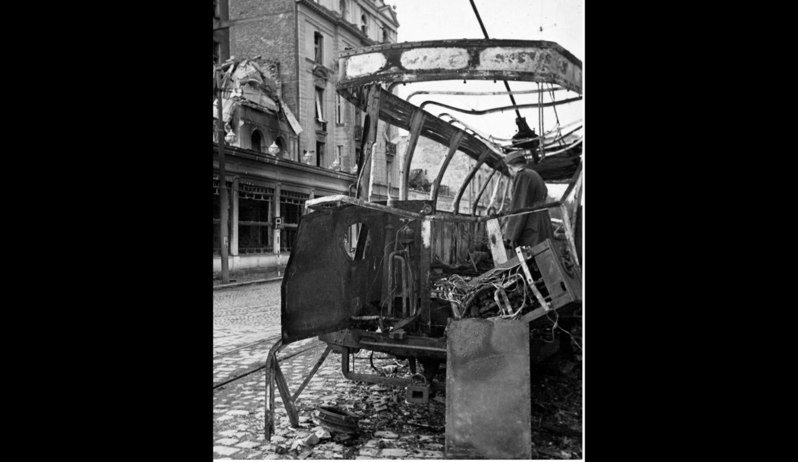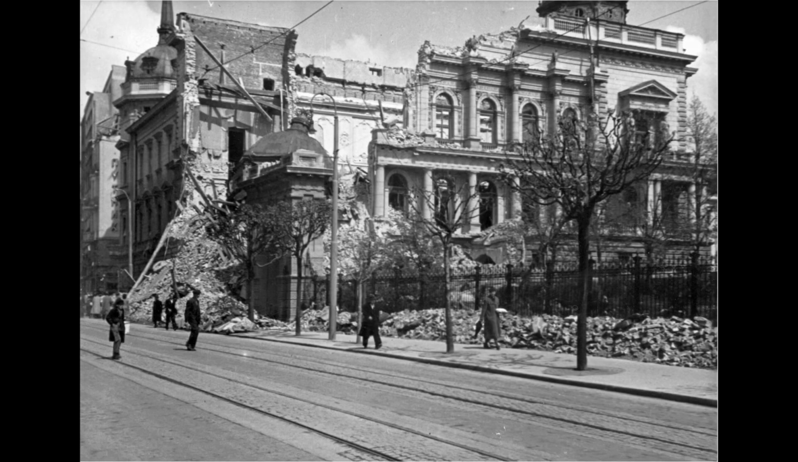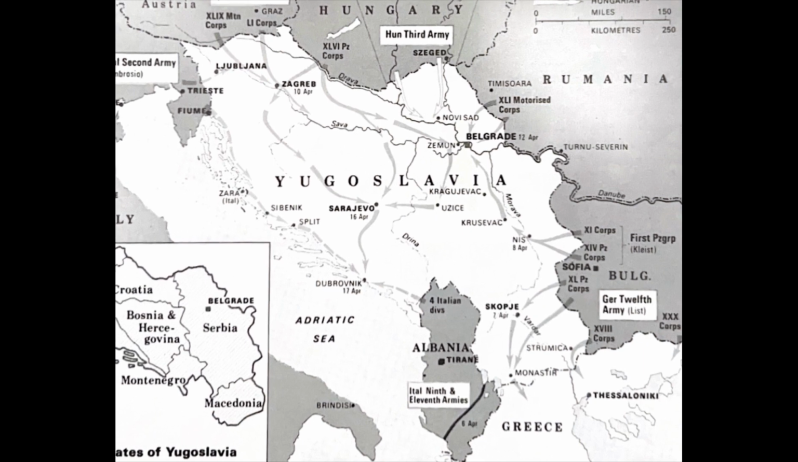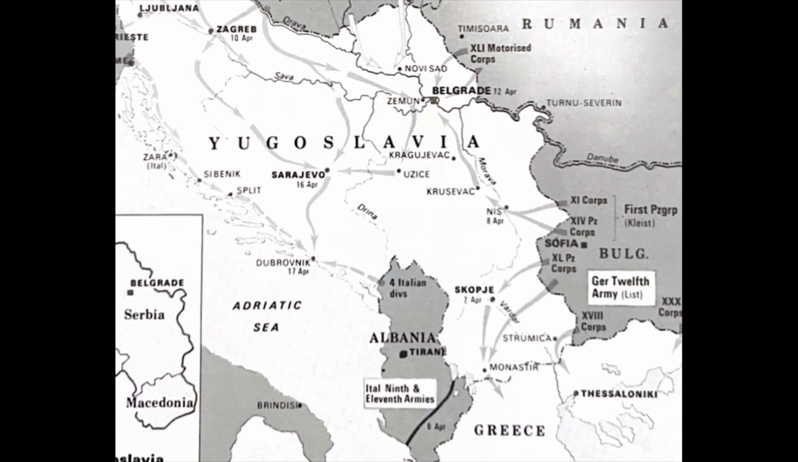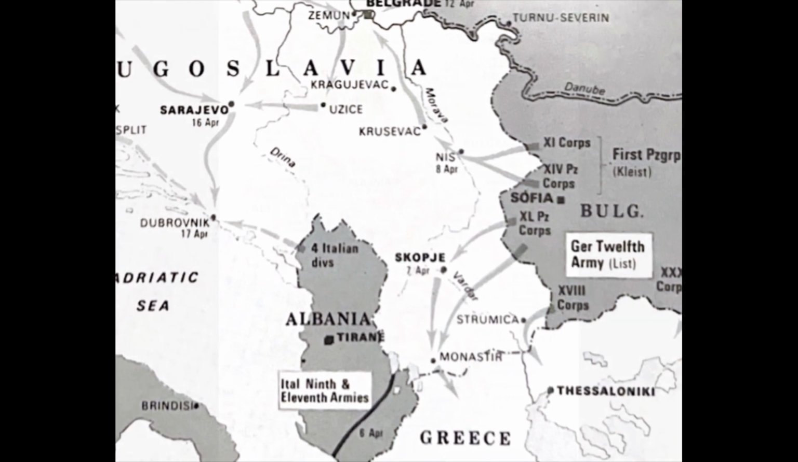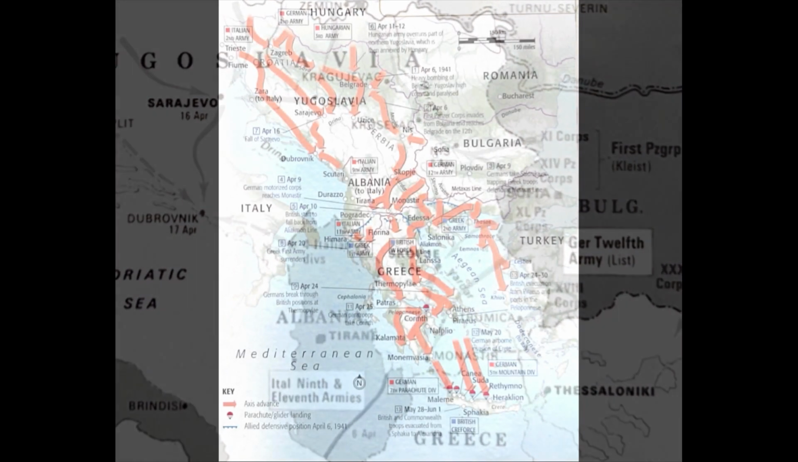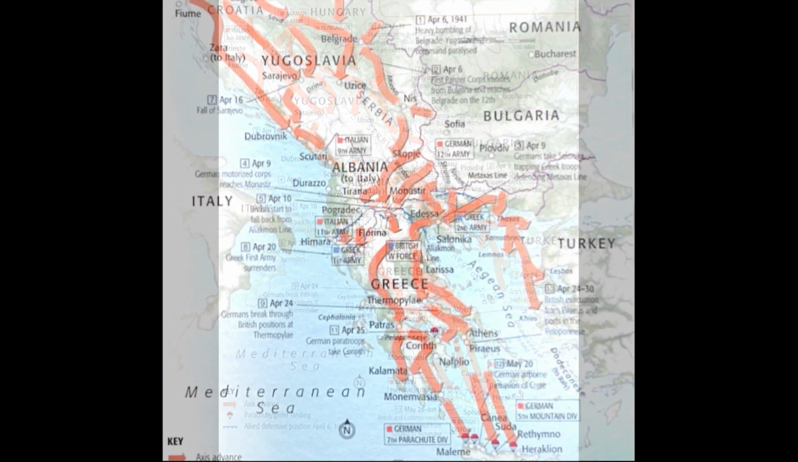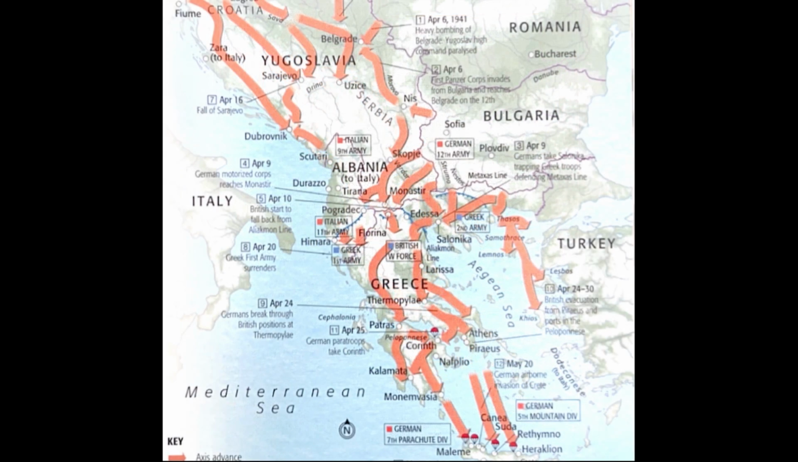The German Second Army advances from Austria and Hungary towards Belgrade. The First Armored Group advances to Nis in the north and Skopje and Montenegro in the south from Bulgaria in order to prevent the Greek army from joining up with the Yugoslav troops. The 12th Army attacks Greece against the Metaxas line and Yugoslavia to Strumica from Bulgaria.